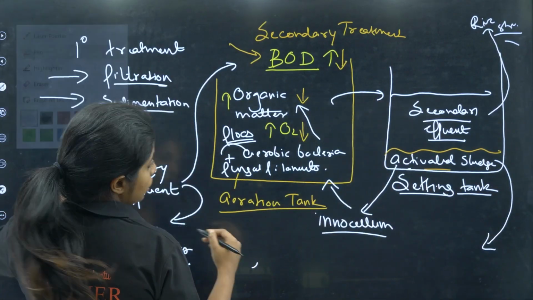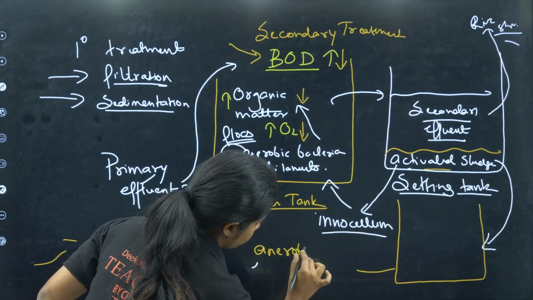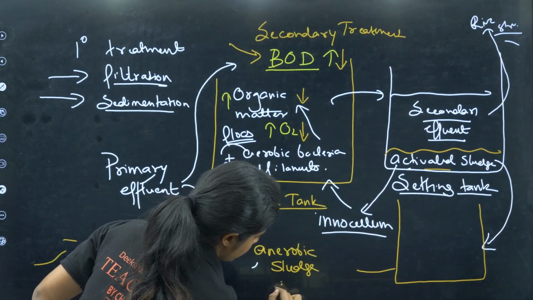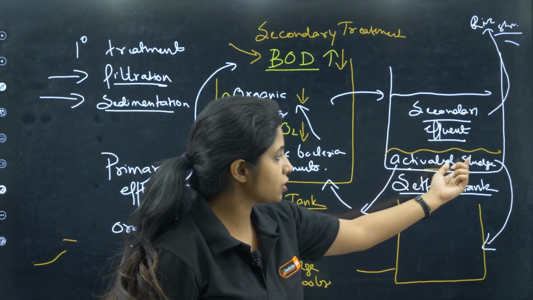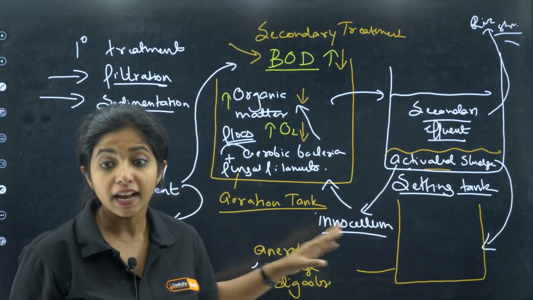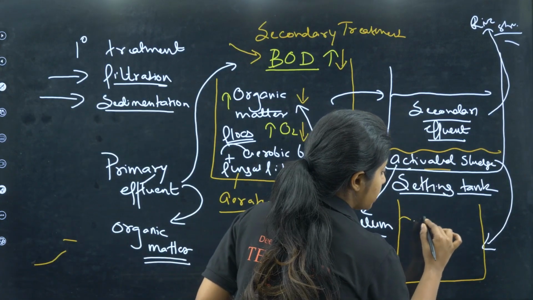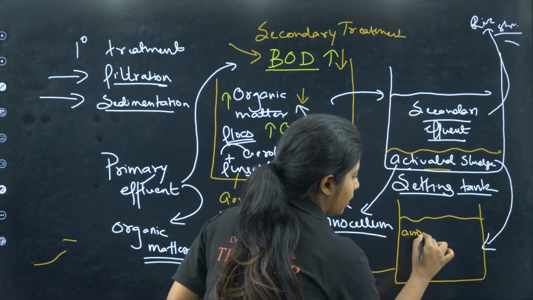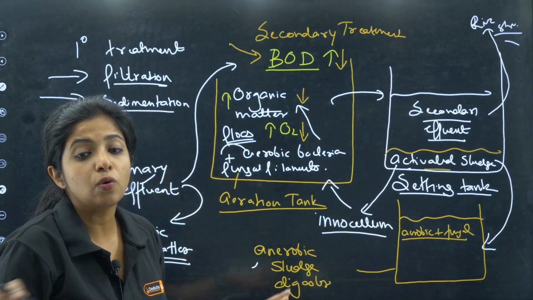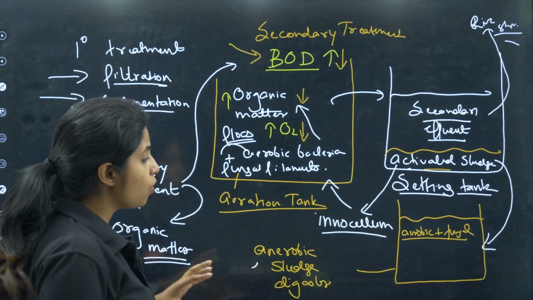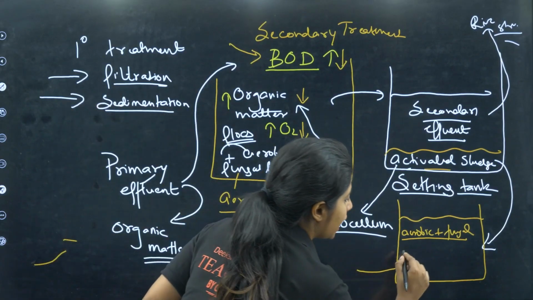It is passed down to the next tank, which is known as the anaerobic sludge digester. The activated sludge is put over here, and in anaerobic conditions it is going to get digested. What is this activated sludge having, my dear children? It is having aerobic bacteria, fungal filaments and everything. But now the situation is what? There is no oxygen. It is an anaerobic sludge digester. And when there is no oxygen, who will be the most happy? It will be anaerobes.